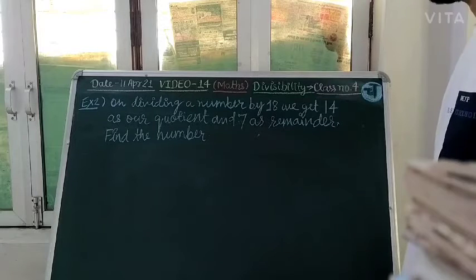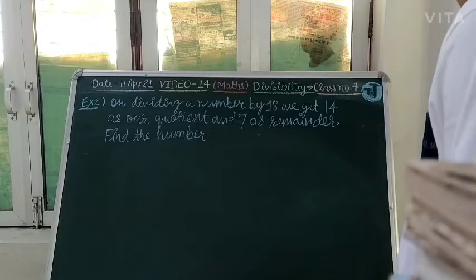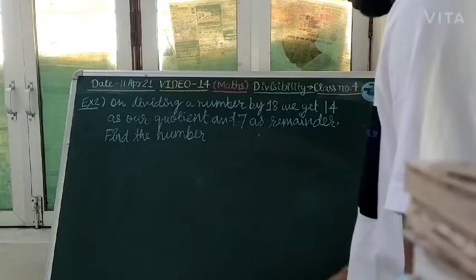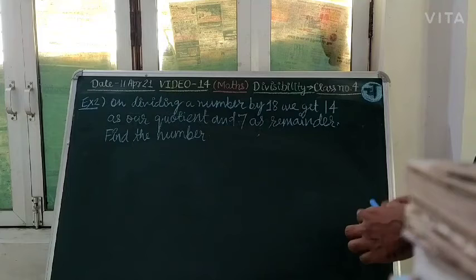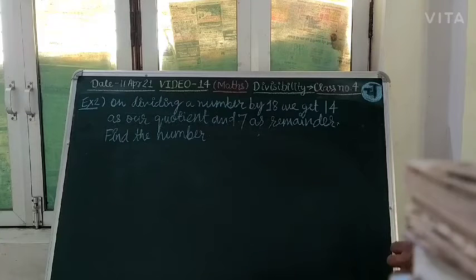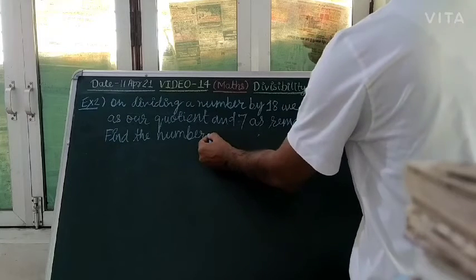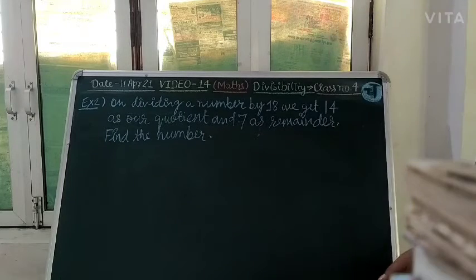Now come to the second example, and the second example is written here. First we will read it out: on dividing a number by 18 we get 14 as our quotient and 7 as remainder. Then find the number.